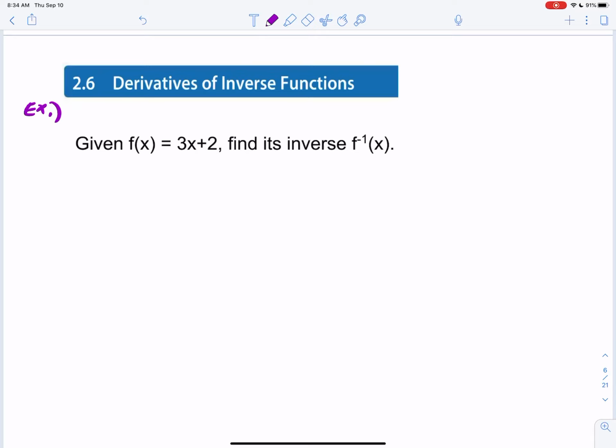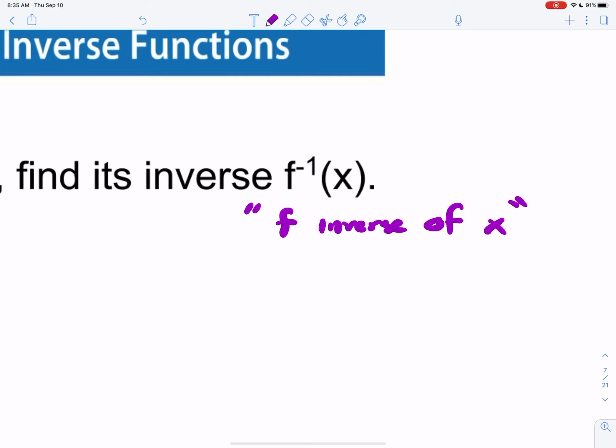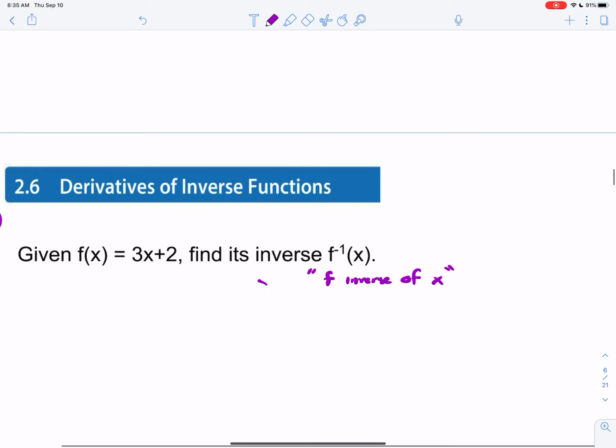Now, a few things here. Because you guys are making video assessments in the future, F to the negative 1, you don't say F to the negative 1 of x, okay? You would say F inverse of x. That's how you would read it, okay? F inverse of x. You could also even say the inverse of f of x. That's fine too. But this is more commonly known, okay?